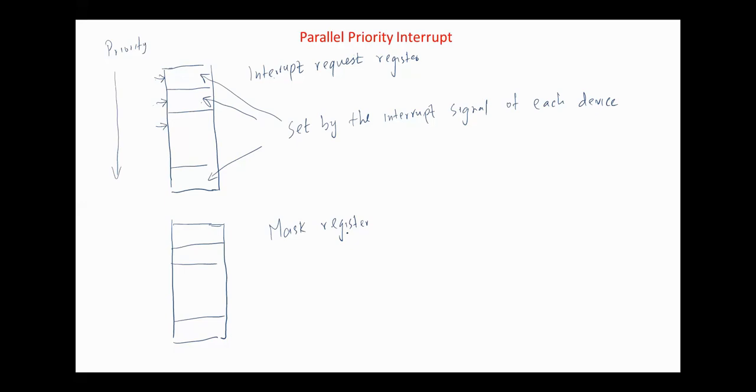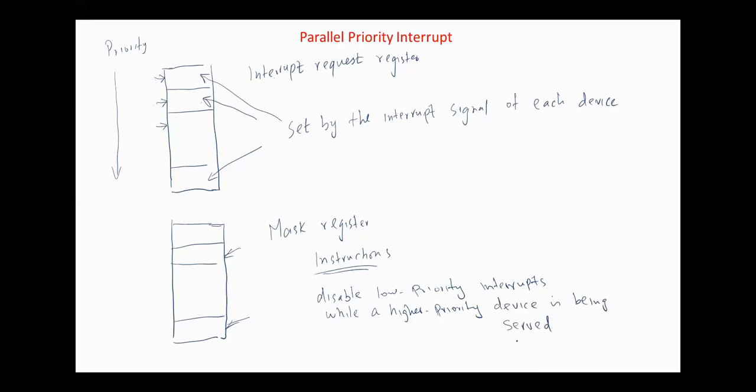The mask register is used to control the status of each interrupt request. By means of instructions, it's possible to set or reset any bit in the mask register. So the mask register can be programmed to disable low priority interrupts while a higher priority device is being served. It can also be used to allow a higher priority device to interrupt the CPU while a low priority device is being served. If we have 4 devices, then we should have 4 bits in each register. And if we have 8 devices, then the register size should be 8 bits.